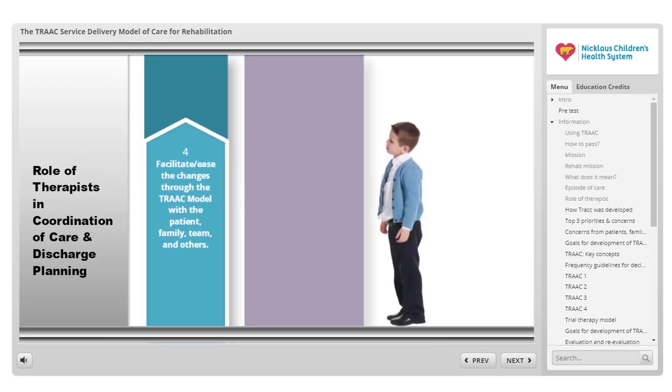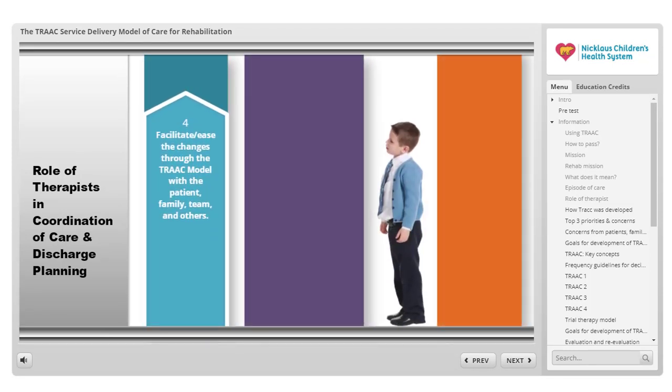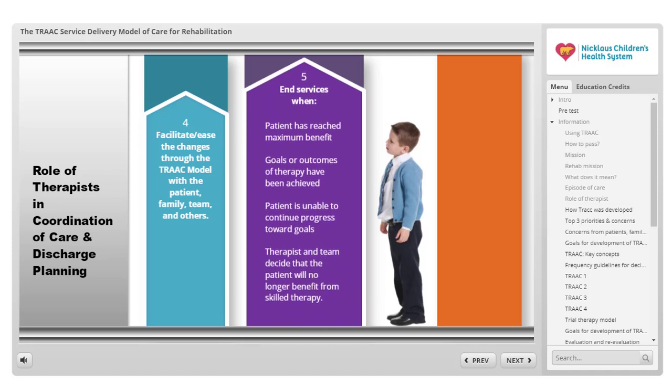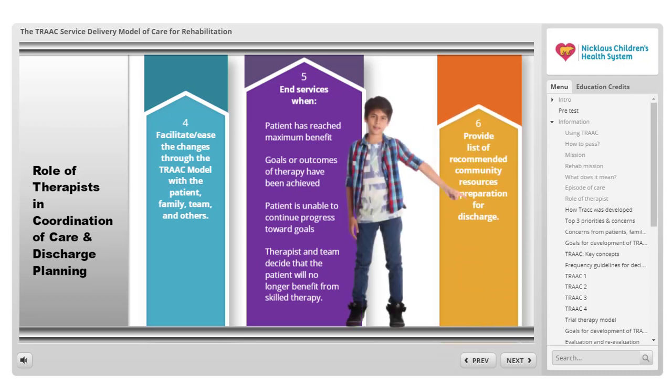Additionally, the therapist facilitates and eases the changes through the TRACC model with the patient, family, team, and others. We end services when the patient has reached maximum benefit, goals or outcomes of therapy have been achieved, the patient is unable to continue progress towards goals, or the therapist and team decide that the patient will no longer benefit from skilled therapy. We provide a list of recommended community resources in preparation for discharge.